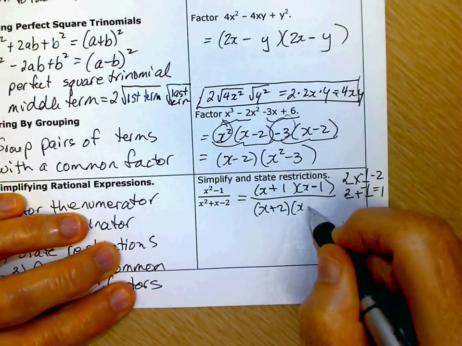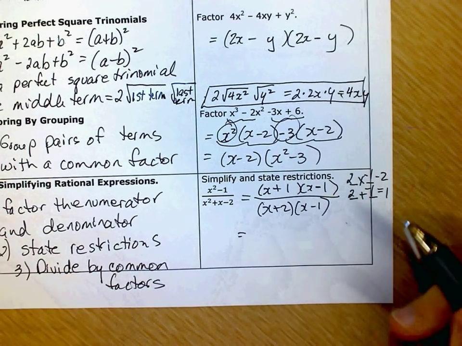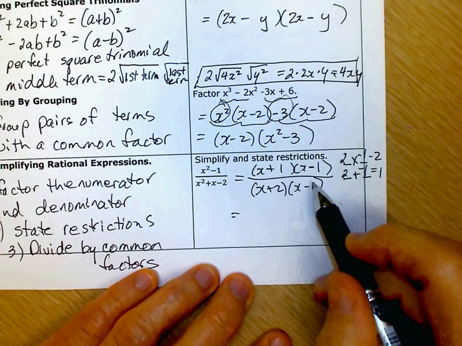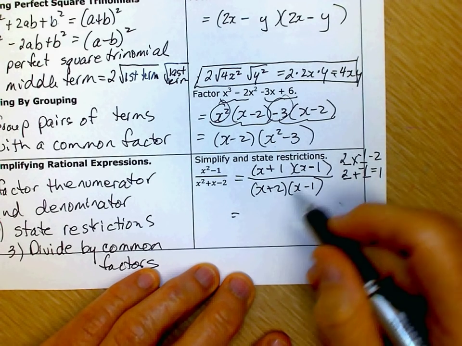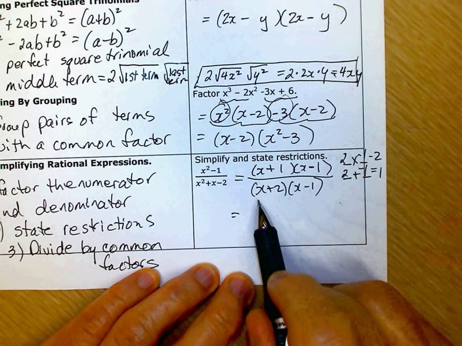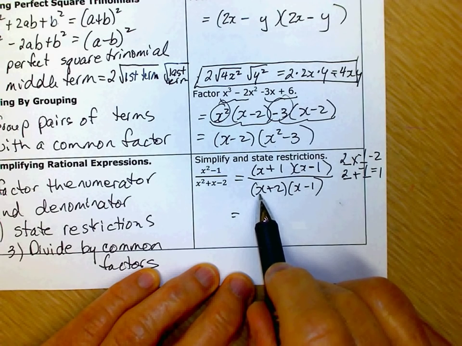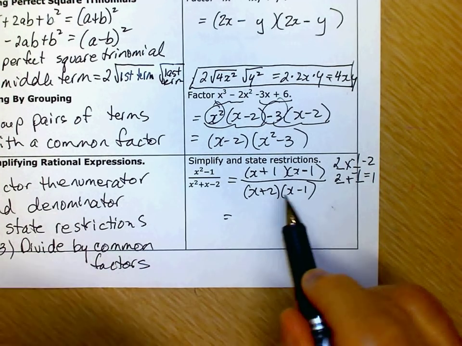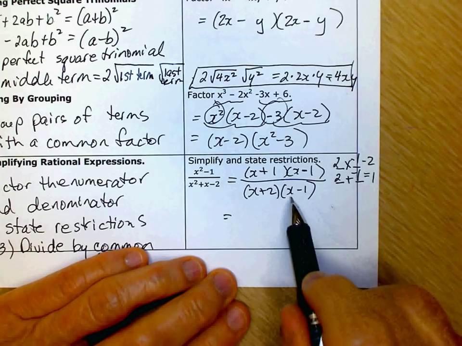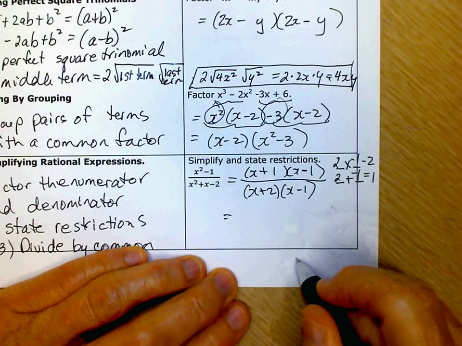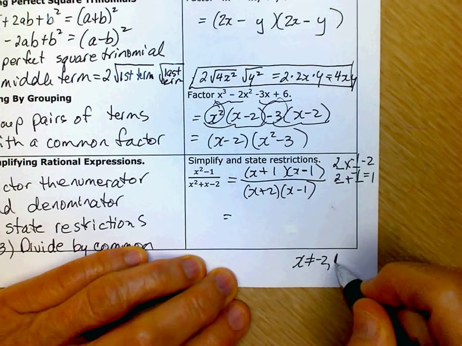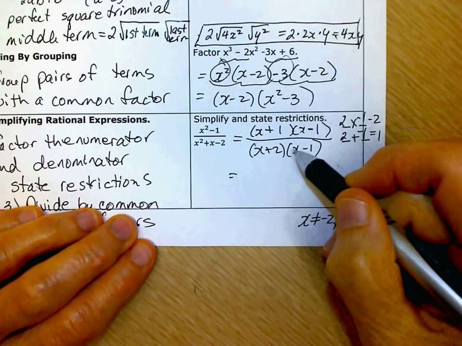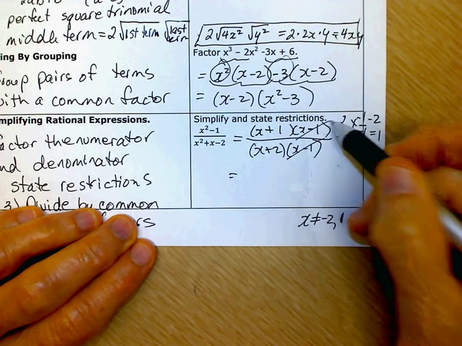Let's state our restrictions before we start canceling anything out, because otherwise we might lose some of our restrictions. Notice the denominator would be 0 if x equals minus 2, and the denominator here would be 0 if x equals 1. So x cannot be negative 2, x cannot be 1. Okay, now we can continue simplifying. We'll divide this out, and we get x plus 1 over x plus 2.